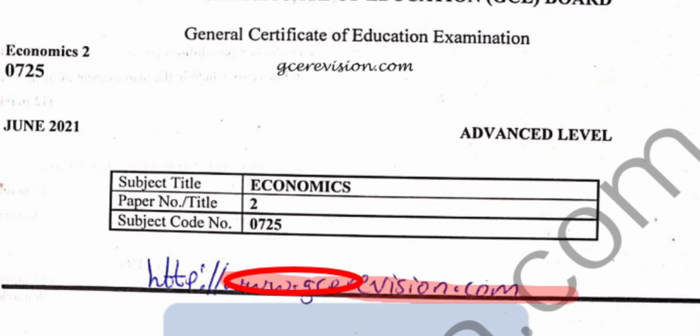GCE Level June 2021, Economics 2. Answer 5 questions, choosing at least 2 from each section. All questions carry equal marks. You are reminded of the necessity for good English and orderly presentation in your answers.